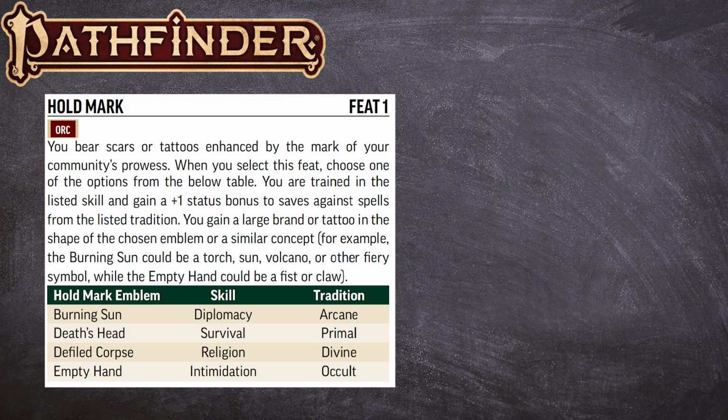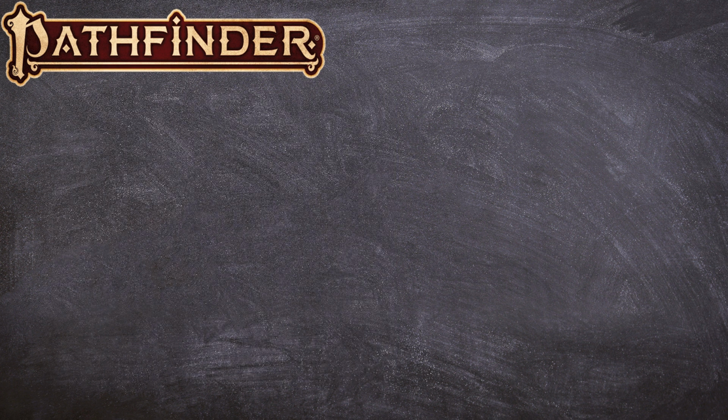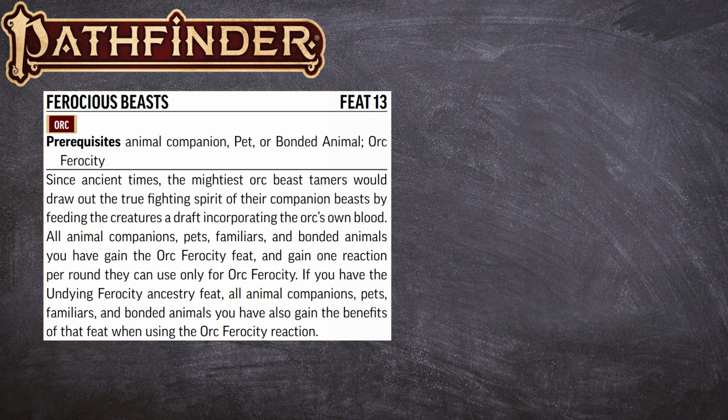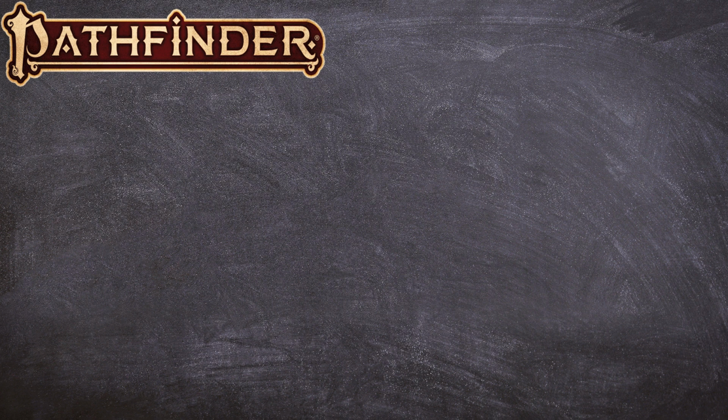So you have Burning Sun, which gives a bonus to Diplomacy and Arcane, Death's Head, Survival and Primal, Defiled Corpse, Religion and Divine, and Empty Hand, Intimidation, and Occult. This is really cool. I like the fact of just giving them extra skills. Okay, and Ferocious Beast seems to have just sort of reworded some of the prerequisites. So now you just need a pet or a bonded animal. So there you go. Pretty simple changes for the orc.